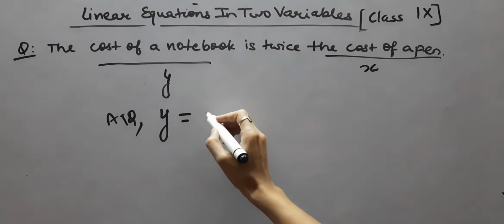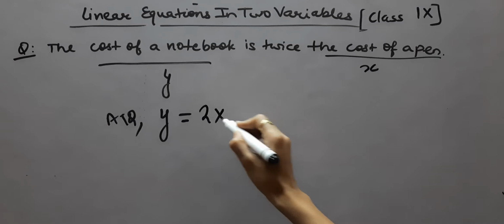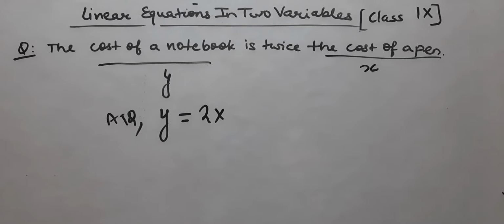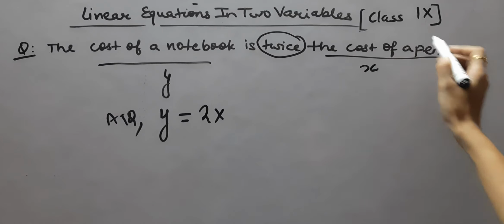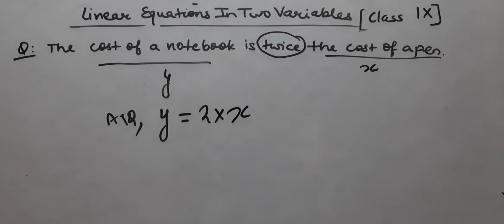Then twice means two times. Two times means two multiply. Whenever twice will come, you will put the sign of multiplication. More than will come, then you will put the sign of addition, and for less than you will put the sign of subtraction. So here twice means two times, 2x. The cost of a pen, that is x. Fine. So this has become now y equals 2x.